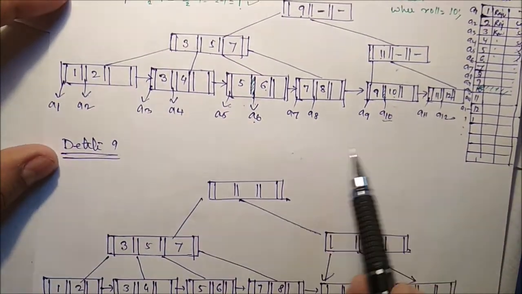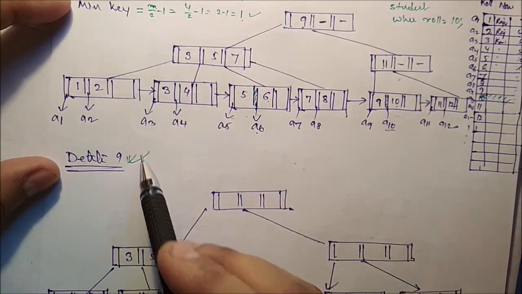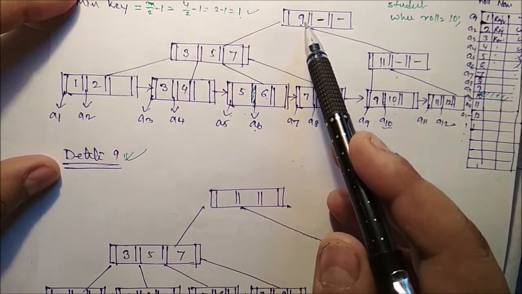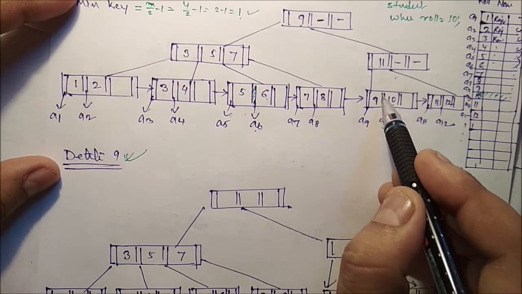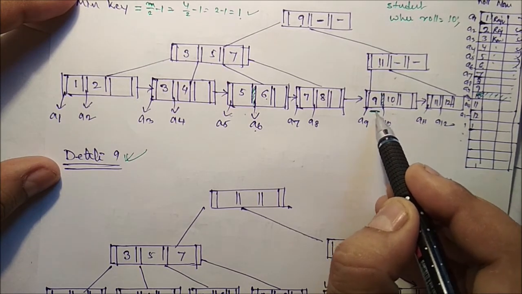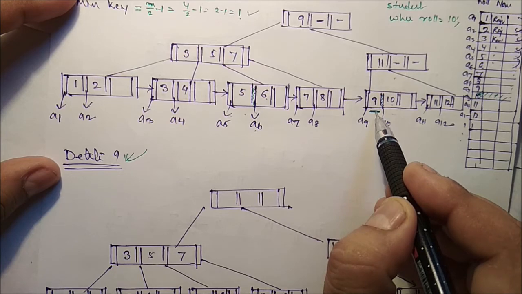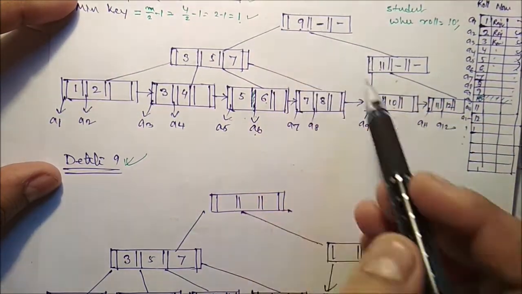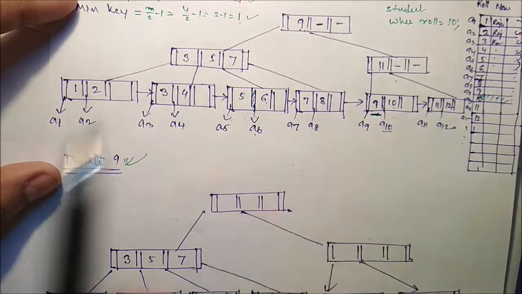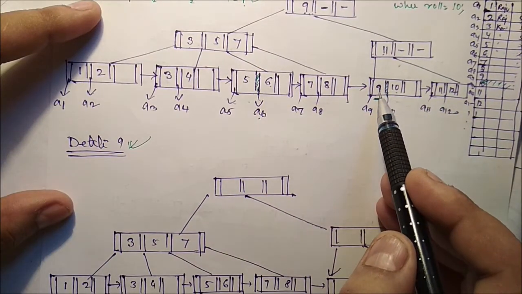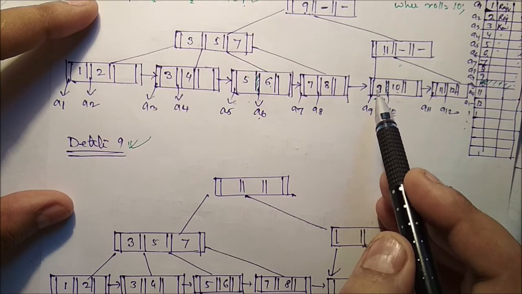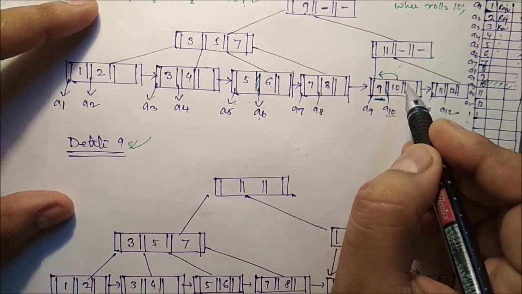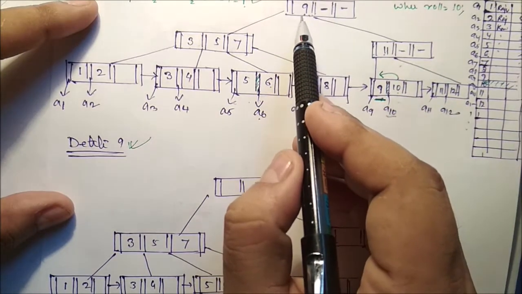Suppose we want to delete data 9. Suppose we want to delete 9 from here. That means we have to delete this particular record. Now suppose we want to delete this particular record, simultaneously we have to delete the internal data also, where the 9 is there. So we have to delete this 9 also. That means we have to remove this one. So we have to shift 10 into this particular position. And here we have to remove this 9.